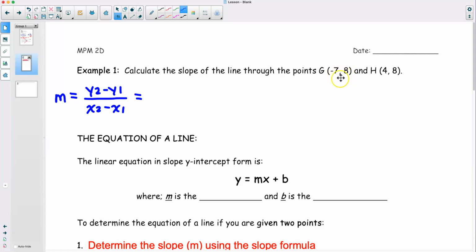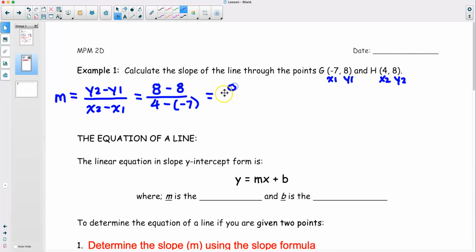So once again, that tip, make sure to label these. So we're going to label this x1 and y1, and we're going to label this x2 and y2 to make it easy to concentrate and substitute these numbers correctly. y2 is going to be a value of 8. Subtract y1, which is also 8. x2, which is 4. Minus, which comes from the equation. And then x1 is minus 7.